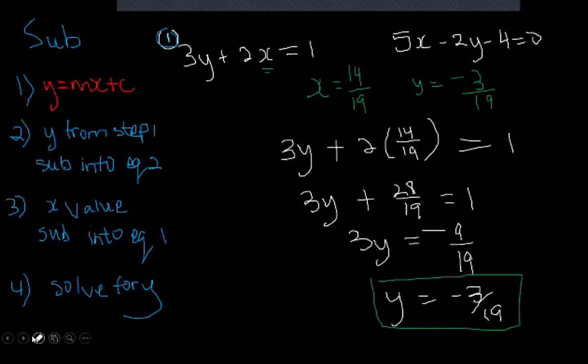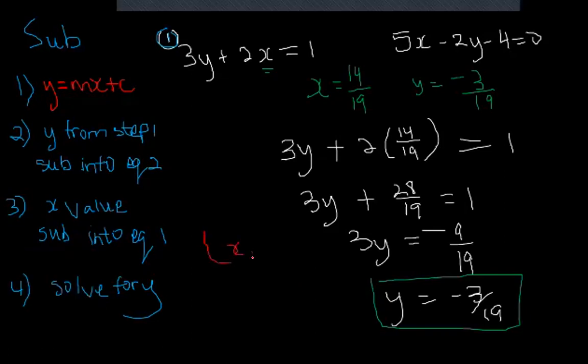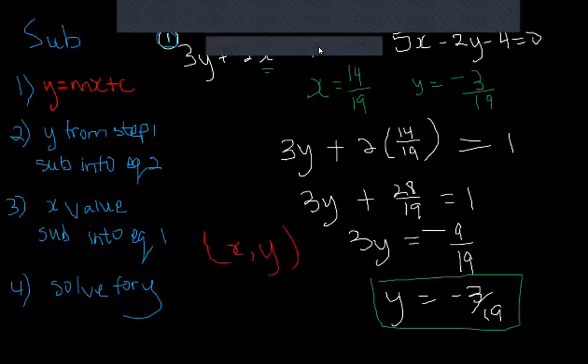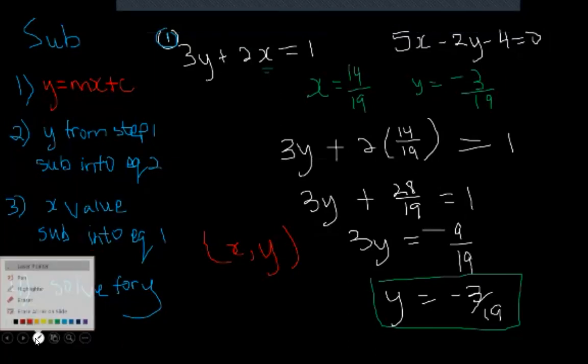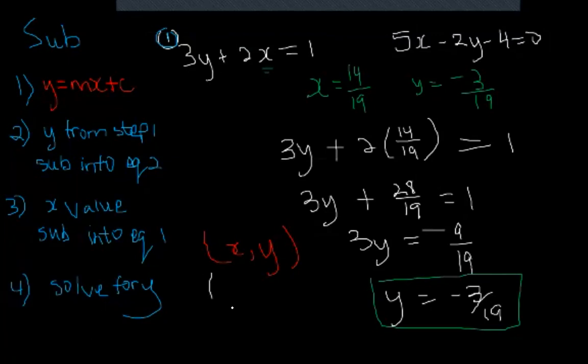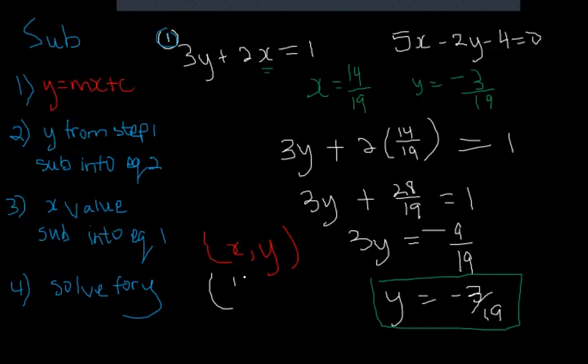Right. But remember, a coordinate is any form x, y. So that's why we can't just leave our answers. X is equal to this and Y is equal to this. No, don't do that. We have to put the bracket, x value is 14 on 19, put the comma, y is minus 3 on 19. And this would be our answer for this question.